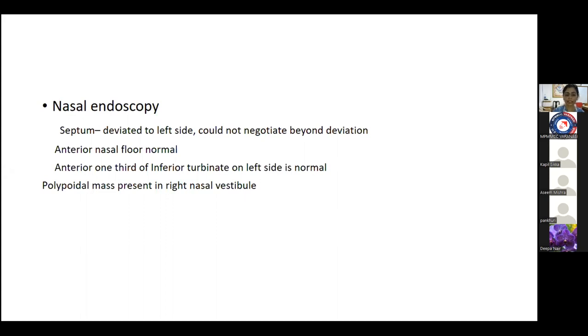If we are radiating the orbit, then it is better to remove the orbit, because the optic nerve can't withstand more than 45 grays. And if we are giving less than 45 grays, then anyhow we won't be able to treat the tumor in the orbit.